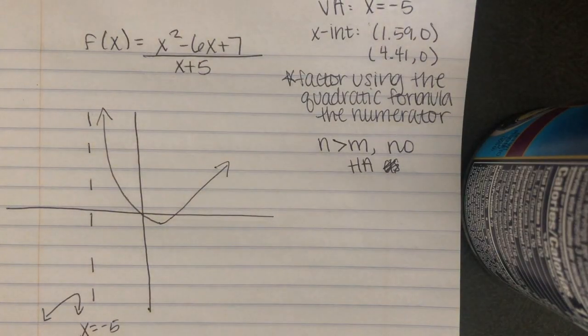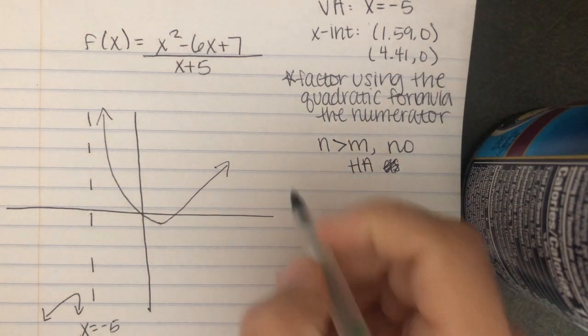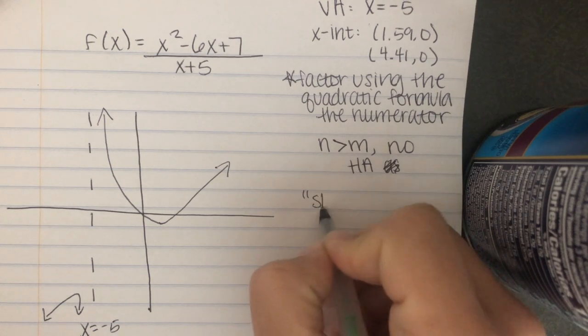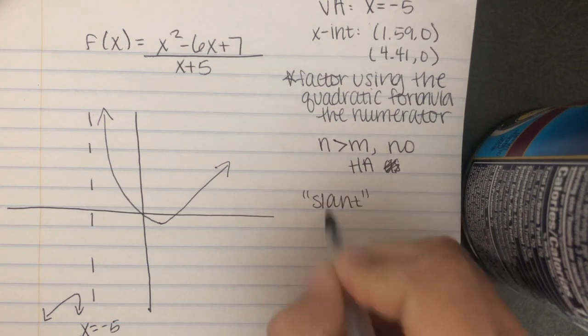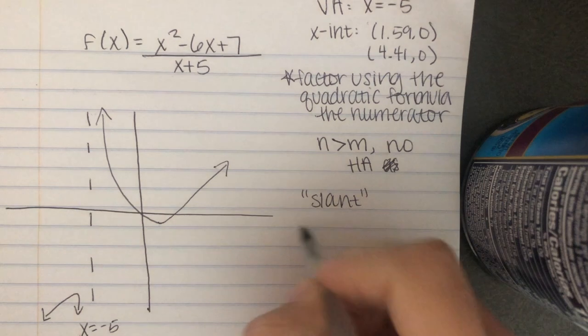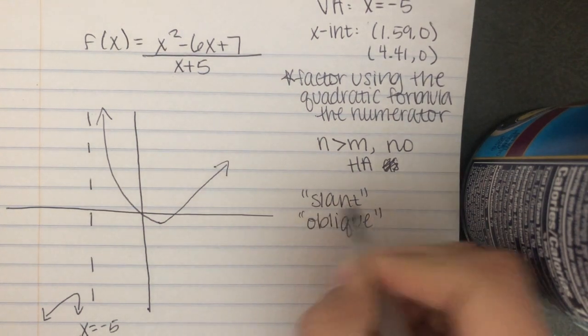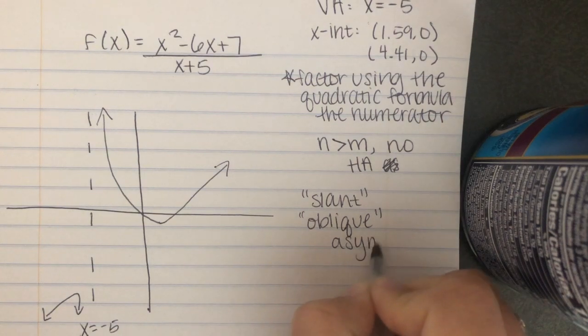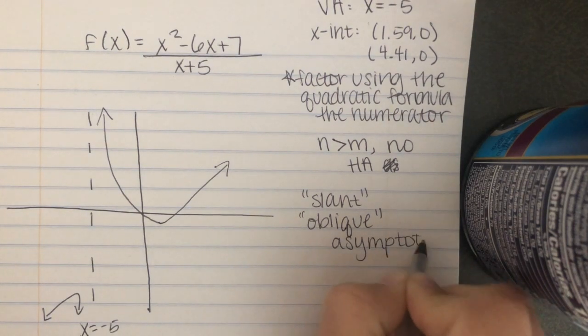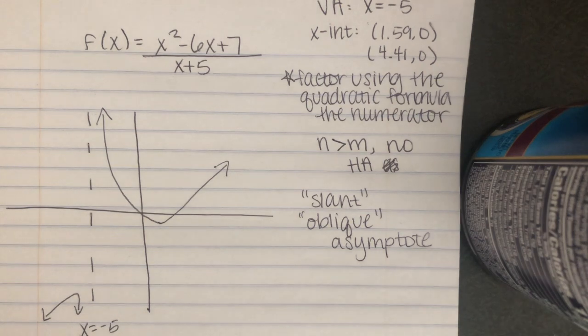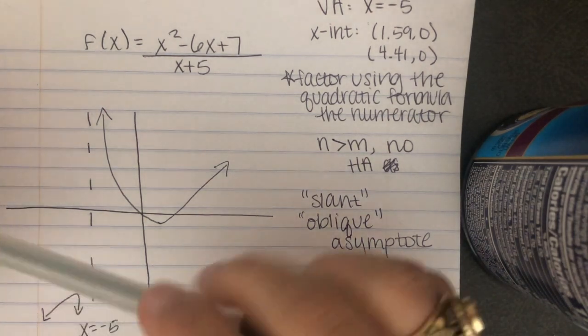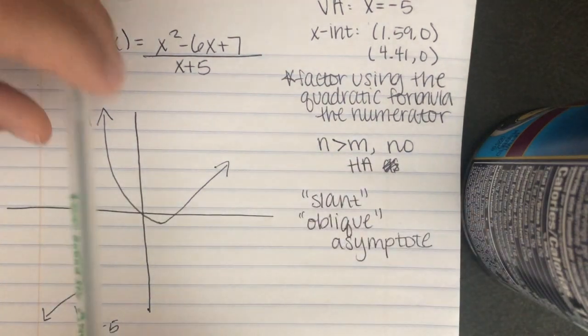So, what we're going to do now is try to find the formula for a slant asymptote. It's also called an oblique asymptote. Essentially, a slant or oblique asymptote on a graph is any asymptote that isn't exactly horizontal or exactly vertical.